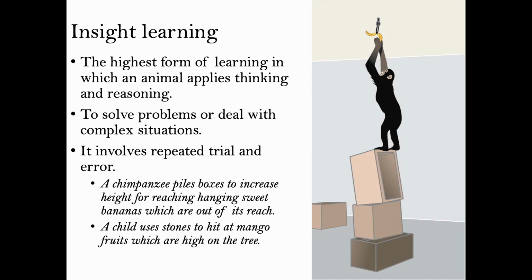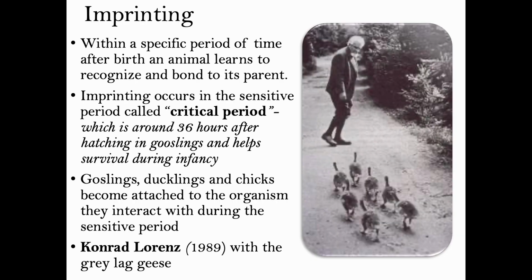Another type of learning that is quite unique is imprinting. Now, imprinting happens in babies. Imprinting is when during the first few hours of a baby, it learns to form a bond with the parents. And this is what we call the critical period. Goslings or ducklings or chicks become attached to the organisms they interact with during the critical period.